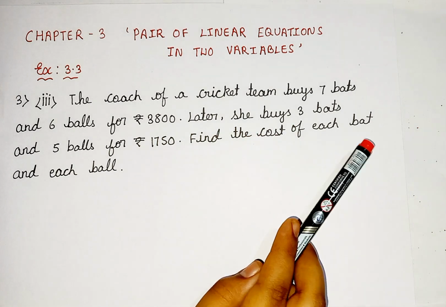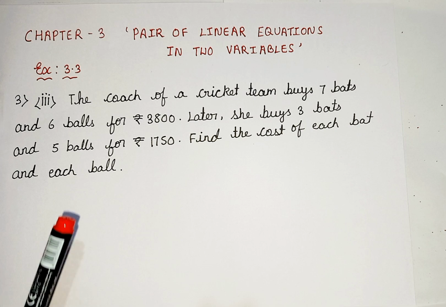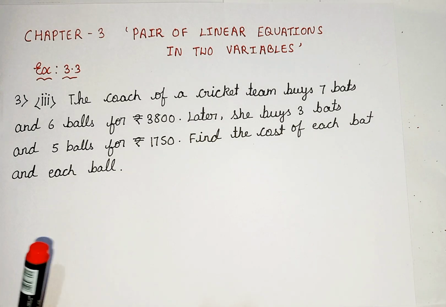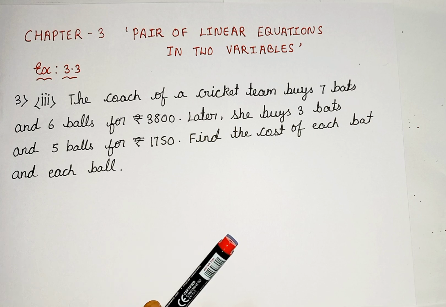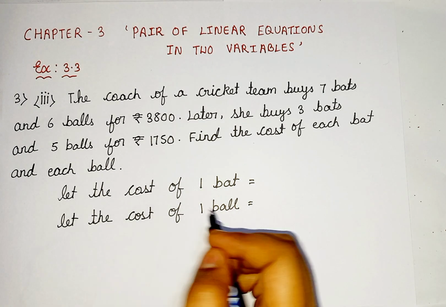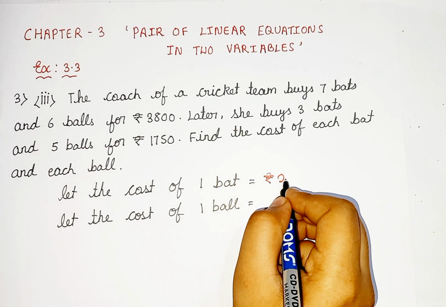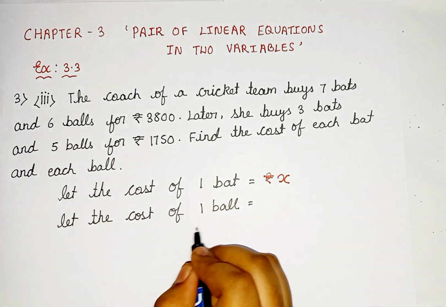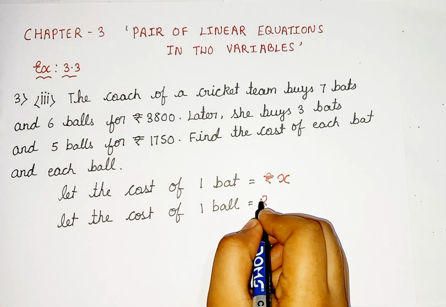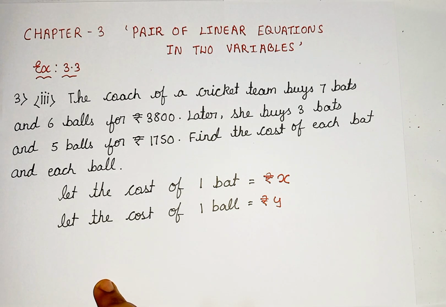Each bat means 1 bat and 1 ball. So now I'm going to let the cost of 1 bat be x and let the cost of 1 ball be y. Let us take it as rupees, since they are talking about cost. So rupees x, and the cost of 1 ball, let us take it as rupees y. Now we took it as x and y, so now we are supposed to form an equation.